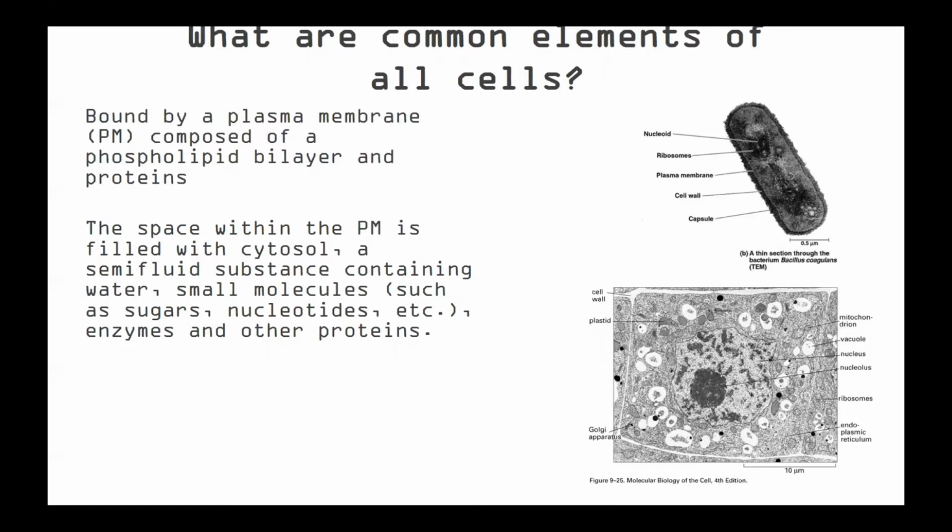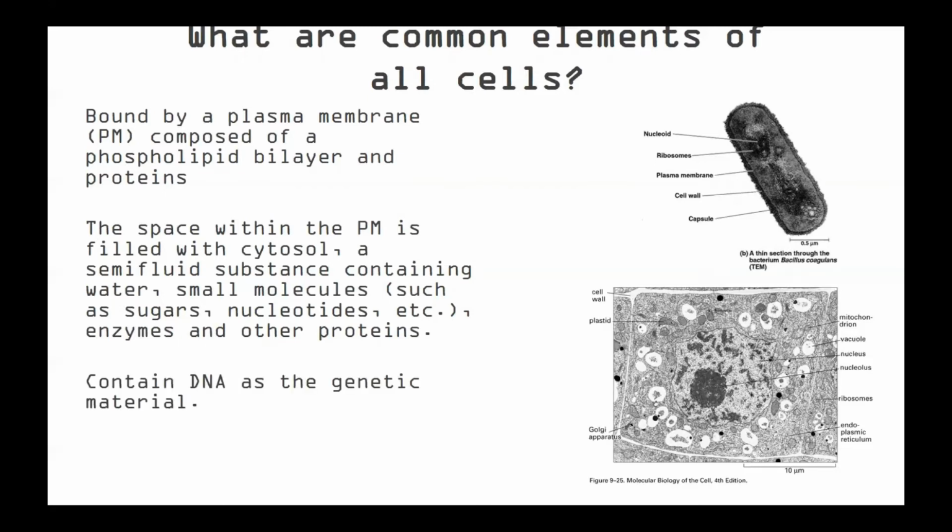The space in the plasma membrane is going to be filled with cytosol, also called the cytoplasmic space. Okay, the cytosol is kind of a fluid. It's going to contain things like water, small molecules, things like sugars that we're going to use for metabolism and building blocks. We're going to have nucleotides to make DNA, RNA types of things, enzymes, other proteins, all kinds of stuff. So this is all types of cells.